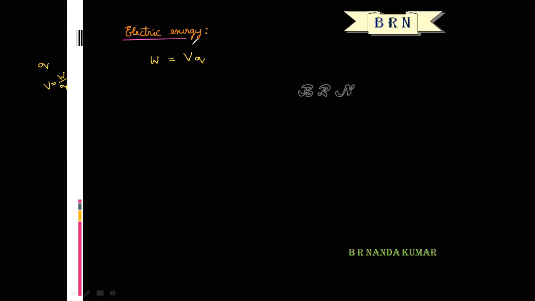What is the meaning of electric energy? Total work done by the source of EMF in maintaining an electric current in a circuit for a given time. So W is equal to VQ, the work done in driving a charge Q through the conductor under the potential difference V volt. By the definition of electric current, I is equal to Q by T, the rate of flow of charge. So Q is IT, right? So W is equal to VIT.